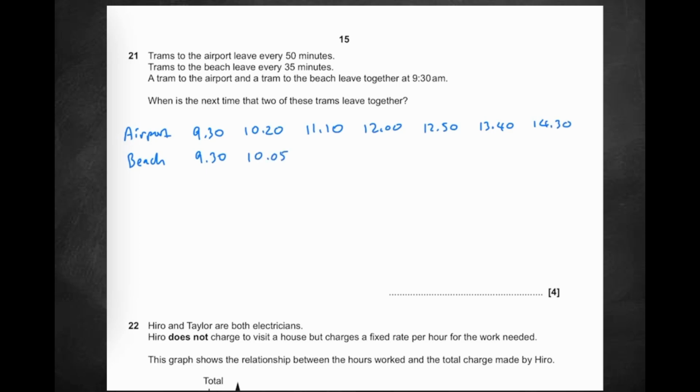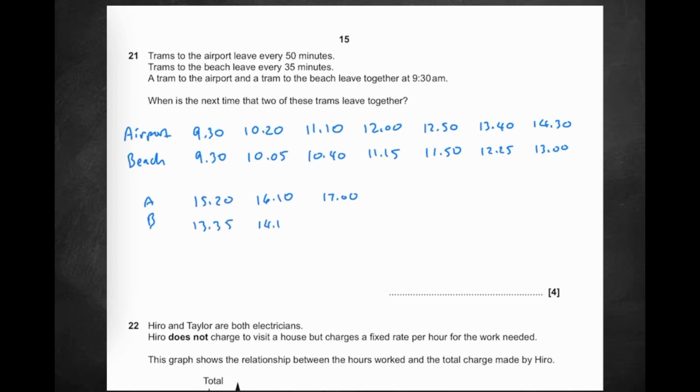So 35 minutes is 10:05, 10:40, 11:15, 11:50, 12:25, 1 o'clock. So we still haven't done it then, so we'll continue. I'll just say A, B again. So 14:30 takes us through to 15:20, 16:10, 17 o'clock. Do the next one, 13:35.